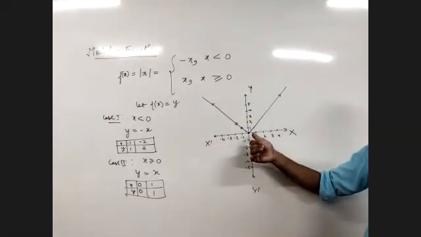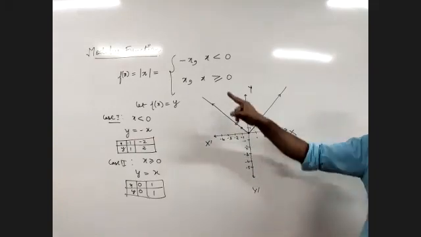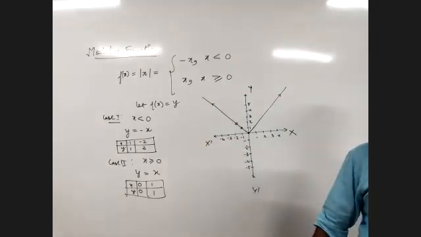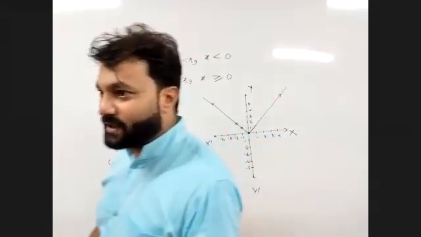So minimum value is equal to 0. This is the graph which is always above the x-axis. It can never come below the x-axis. Are these things clear?